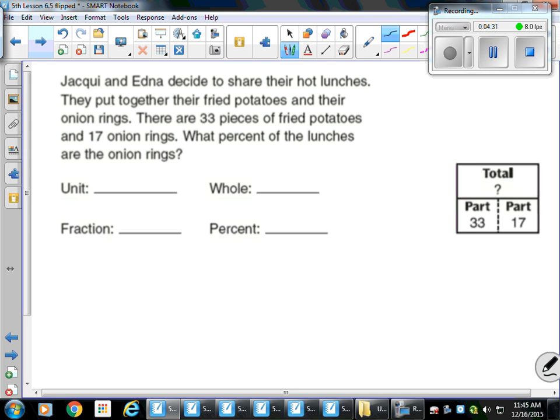Jackie and Edna decided to share their hot lunches. They put together their fried potatoes and their onion rings. There are 33 pieces of fried potatoes and 17 onion rings. What percent of the lunches are the onion rings? Okay, so our unit, we're going to be dealing with food.